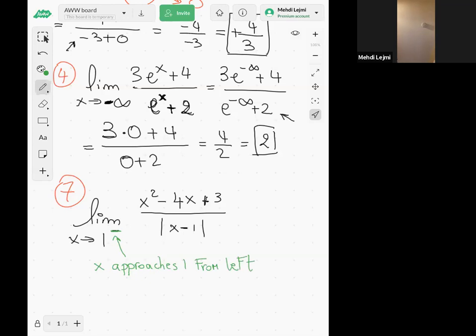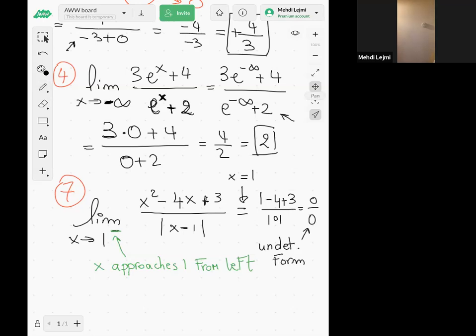Now, if you replace x by one here, because x is approaching one, when you compute the limit, just replace x by the number given in the problem, which is one. So if you replace x by one, you're gonna have one squared, which is positive one, minus four plus three over one minus one, which is zero. So it's absolute value of zero. So that'll be zero over zero, right? It's negative three plus three, that's zero on the top and zero on the bottom. So of course, this is indeterminate form.